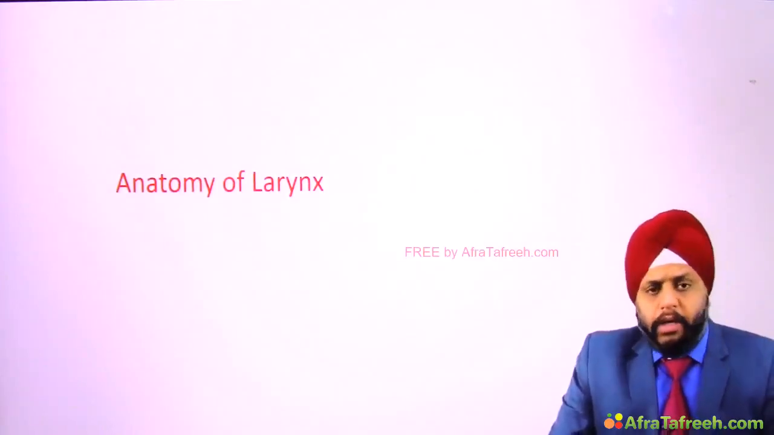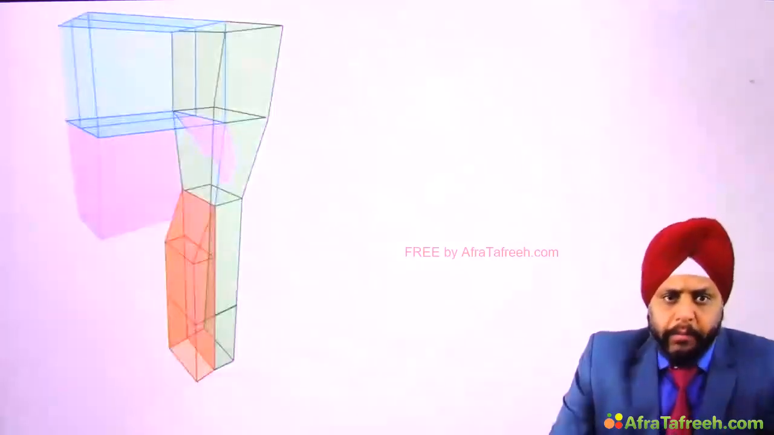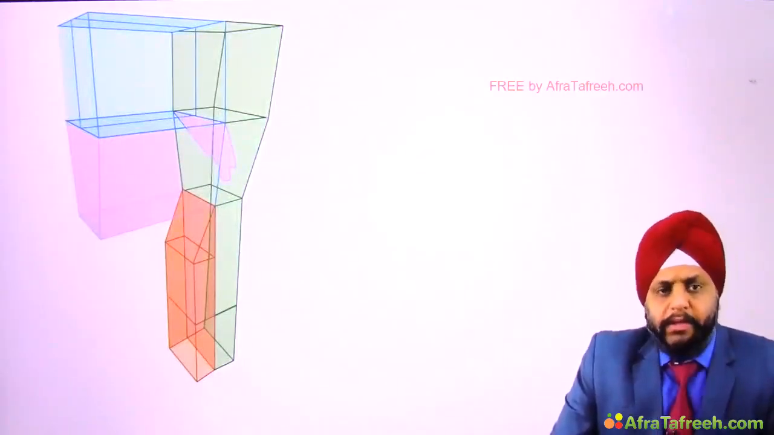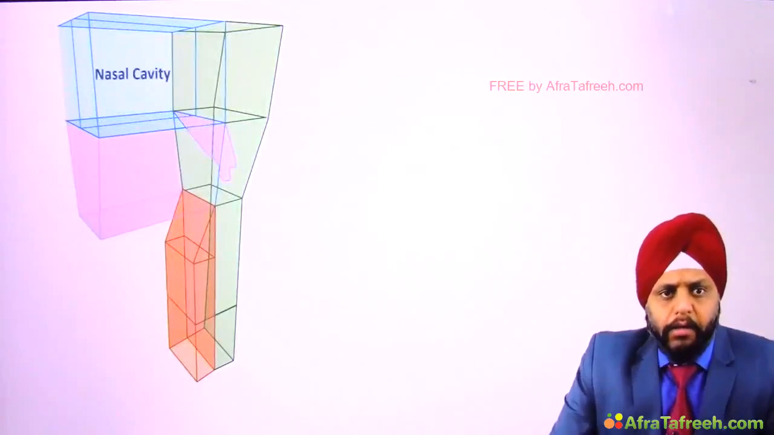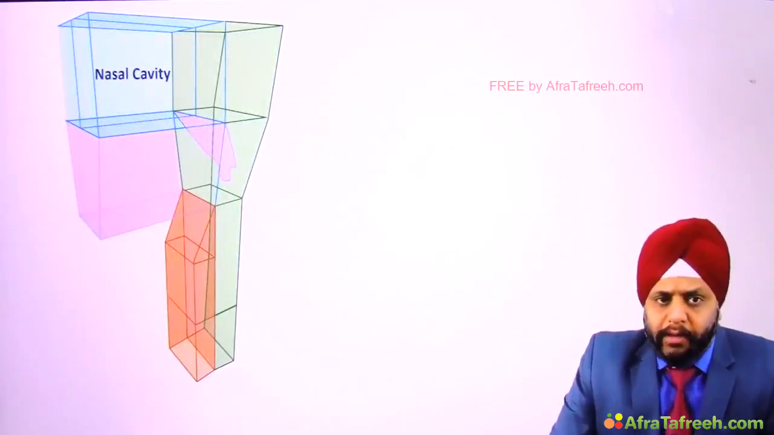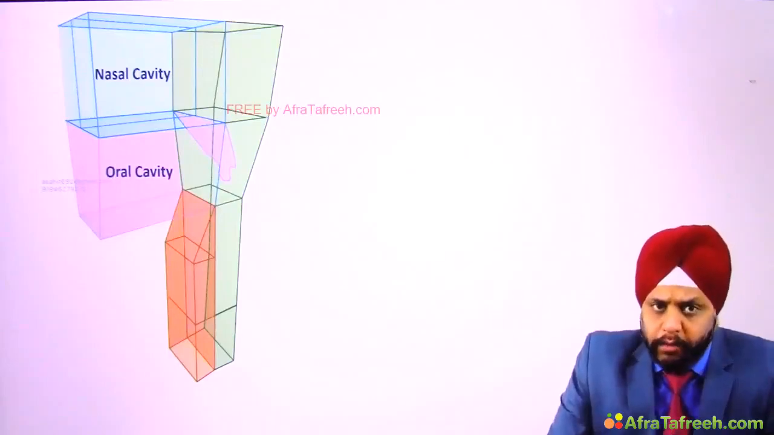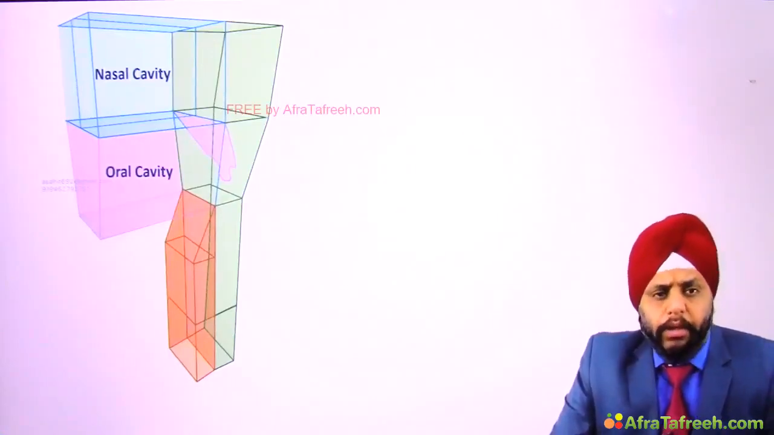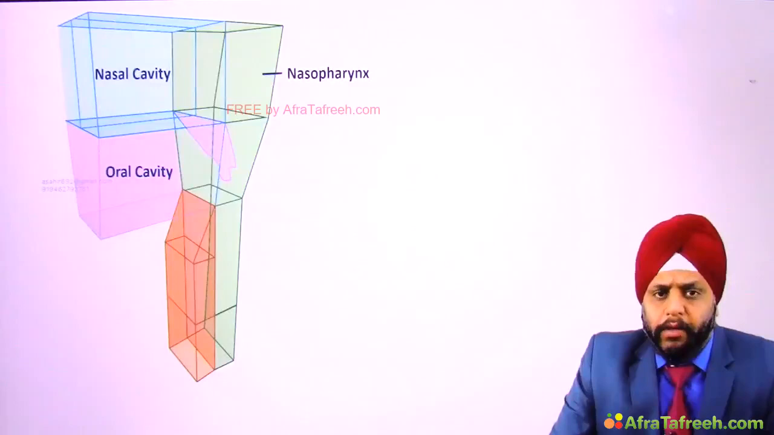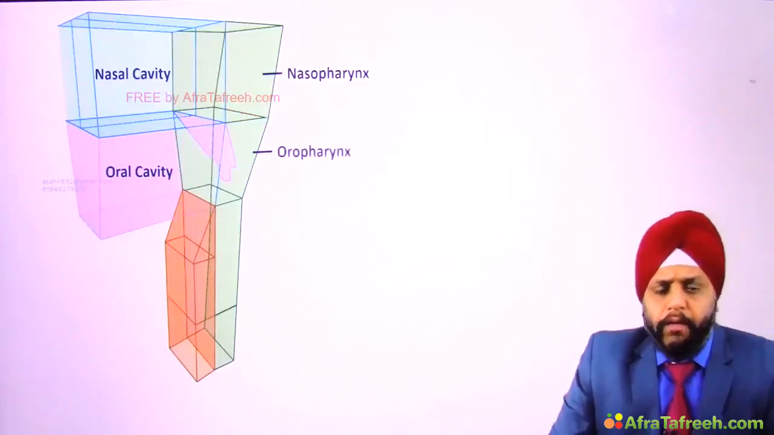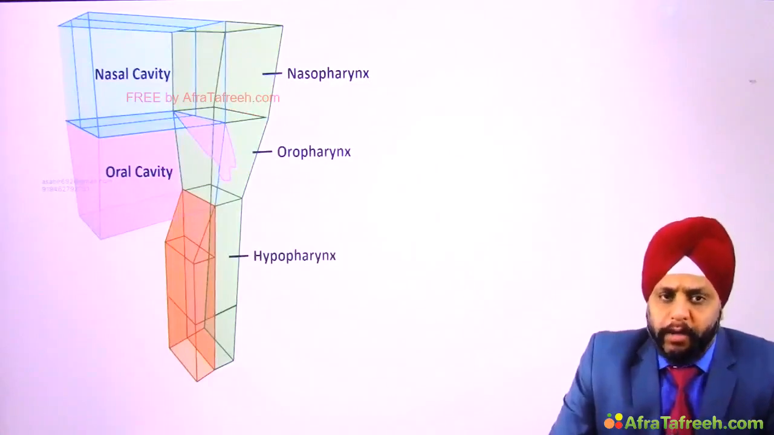Alright, so let's start with the topic anatomy of larynx and let's come to this diagram first. So what is this diagram? We can see over here the nasal cavities. There are two nasal cavities. Below the nasal cavity we have the oral cavity. Now we know behind the nasal cavity we have the nasopharynx. Behind the oral cavity we have the oropharynx, and below this oropharynx we have the hypopharynx.